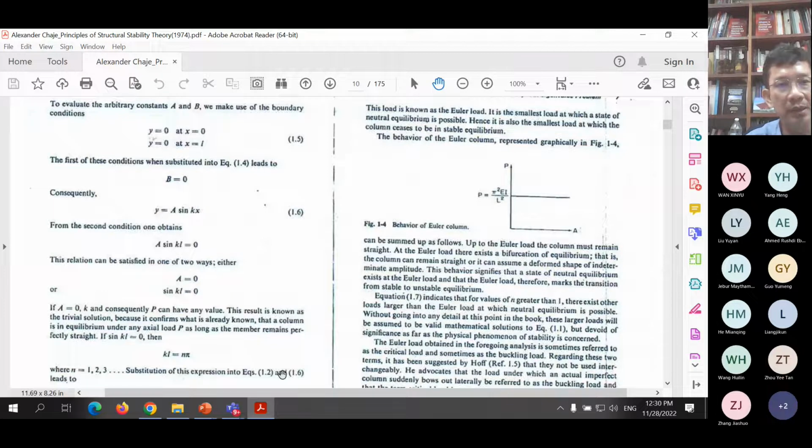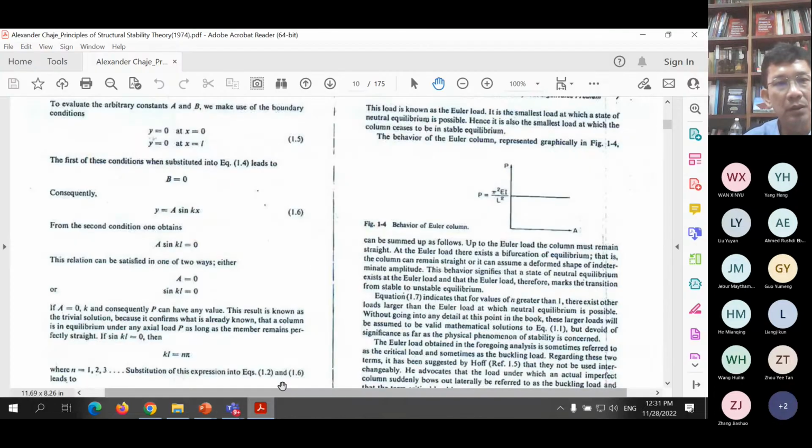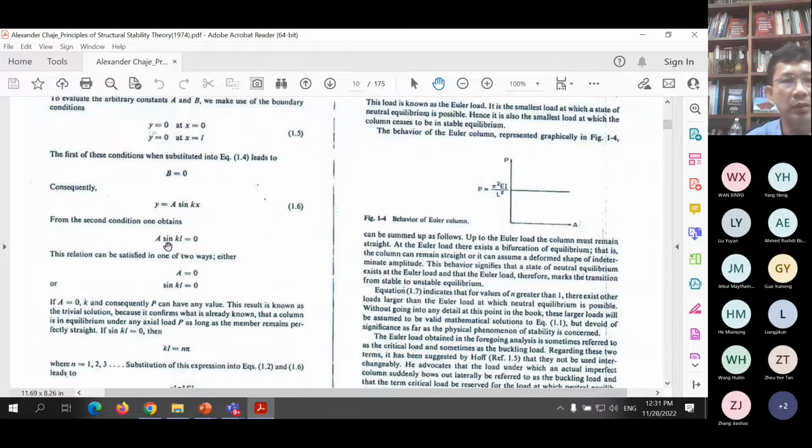So this is the shape of Y, okay? If I come back to here, this is the shape of Y here. And A in that equation, class, is undetermined. We don't know the A value, but we know the shape is like this, in the form of a sine curve. We do not know the amplitude, but we only know the shape. So what to do with these equations is an important thing in the process of determining the critical load.